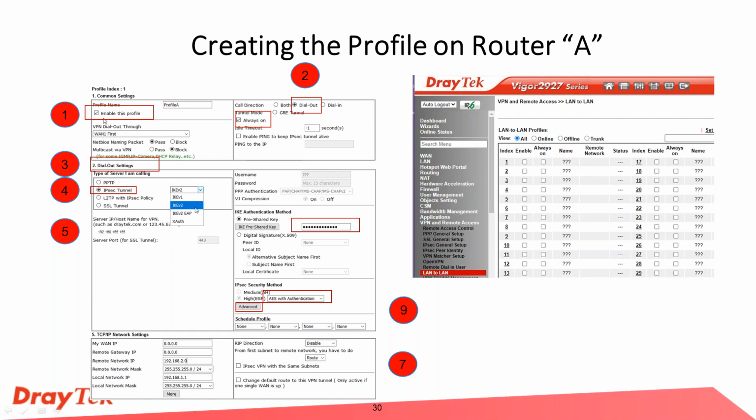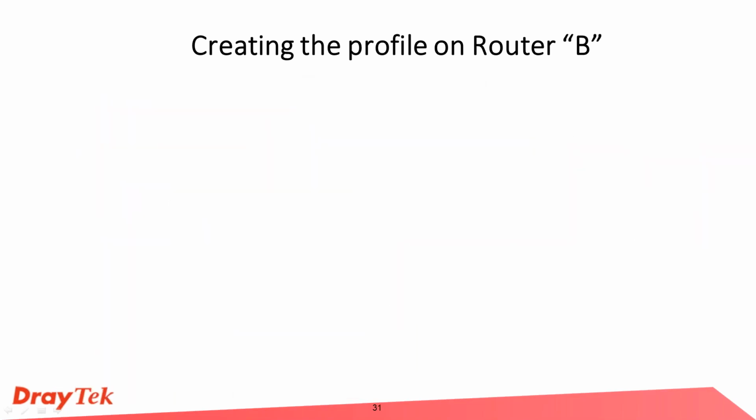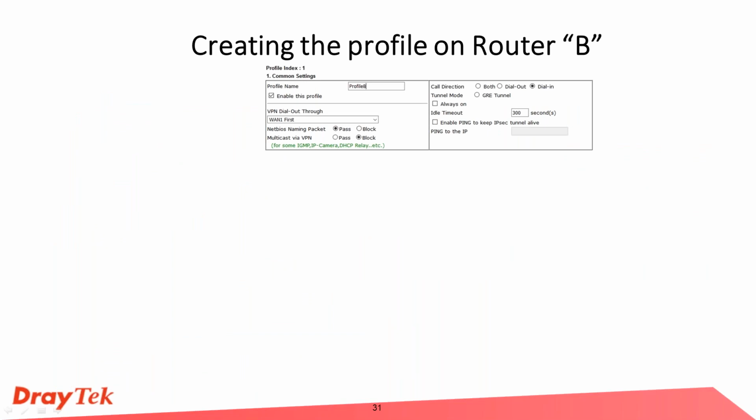What that does, it puts an entry in this router's routing table that says that network is found via the VPN, and that's what that TCP/IP settings for the remote network says. So once you've got those settings done, as I said, you select the pre-shared key, and on router B, you choose a free profile, give it a profile name, enable the profile.